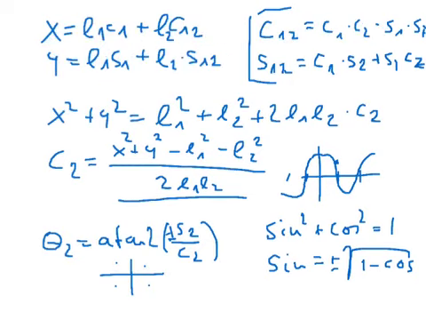You can now use similar tricks to find an expression for theta 1, and then of course find theta 3 from the equations that involve both theta 1 and theta 2, such as cosine of theta 1 plus theta 2 plus theta 3.